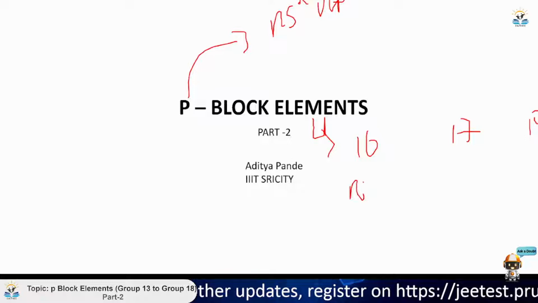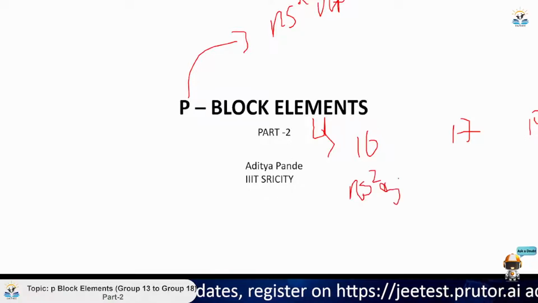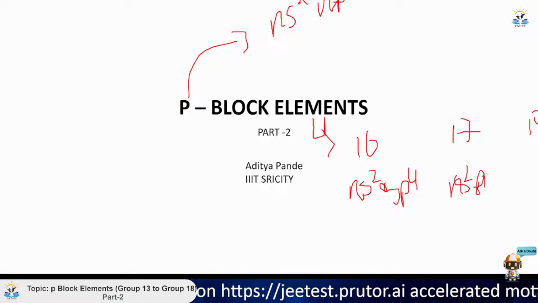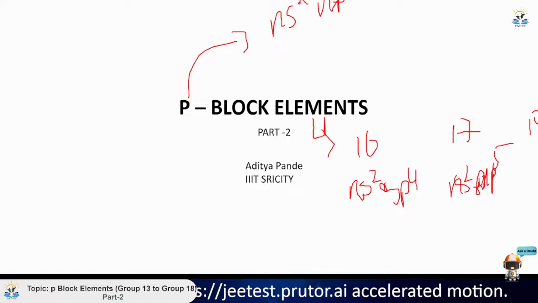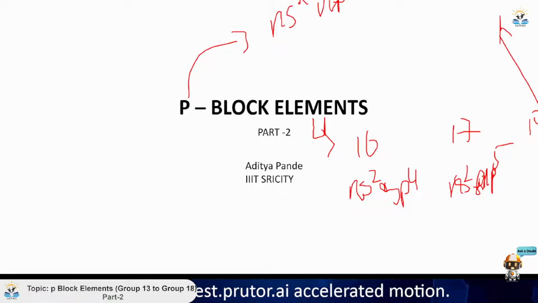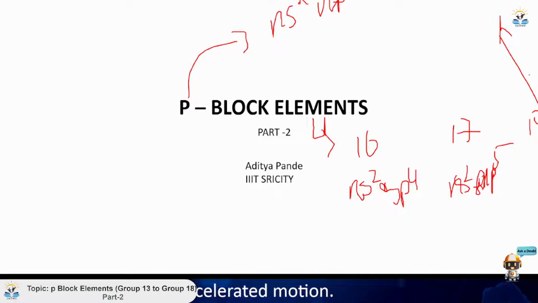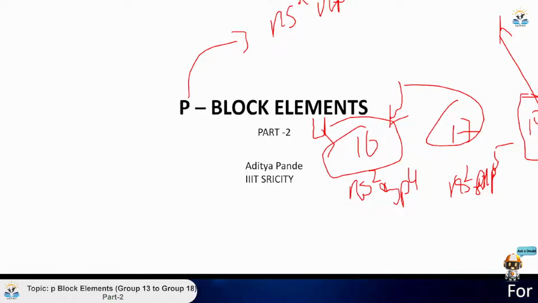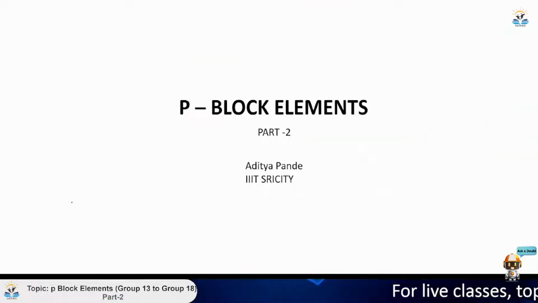So group 16 has ns2 np4, and group 17 has ns2 np5, and group 18 has the final complete octet, ns2 np6. Okay, these are your oxygen group or the oxygen family that we talk about. These are your halogens, group 17, and group 18 are the noble gases that are present. Okay, then with this in mind, let's start the lecture.